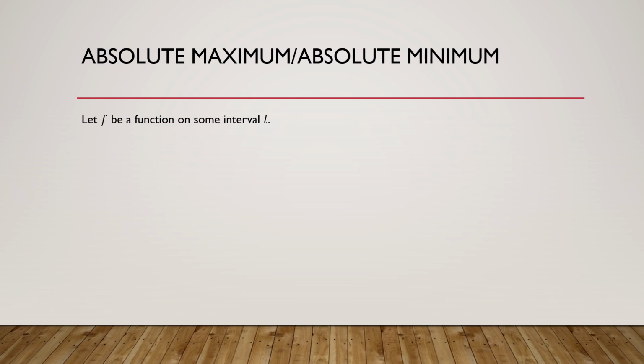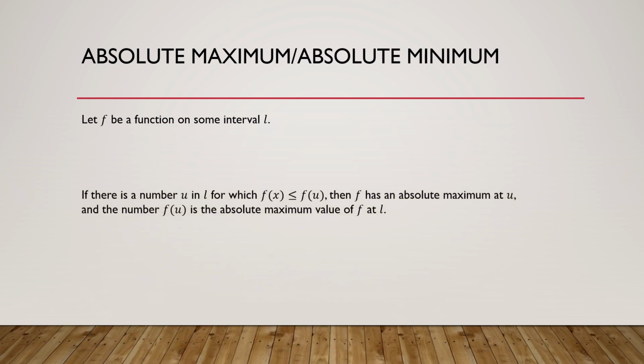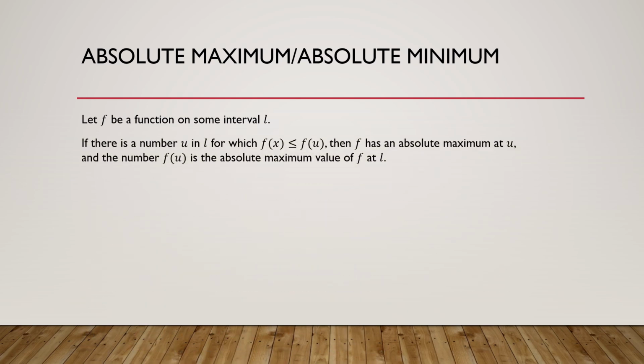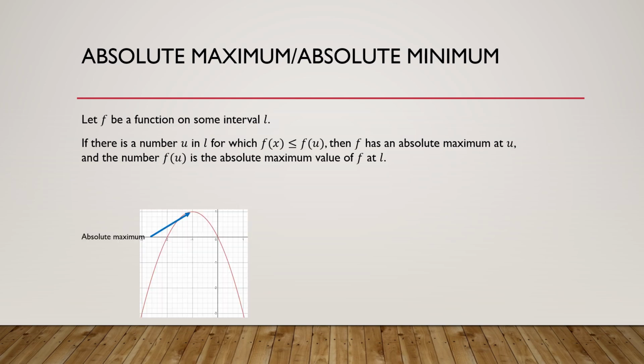Let f be a function on some interval L. If there is a number u in L for which f of x is less than or equal to f of u, then f has an absolute maximum at u, and the number f of u is the absolute maximum value of f at L. This graph depicts an absolute maximum.